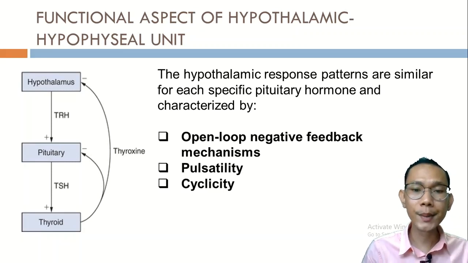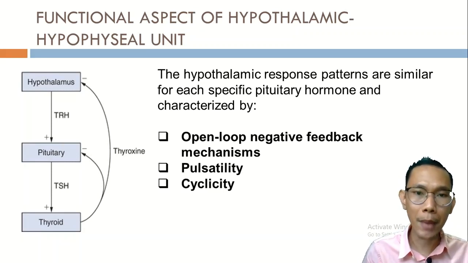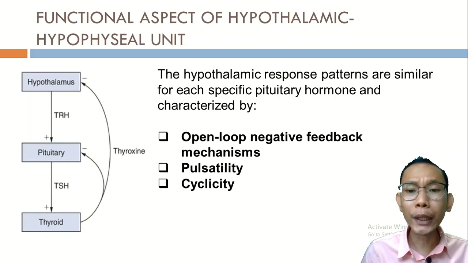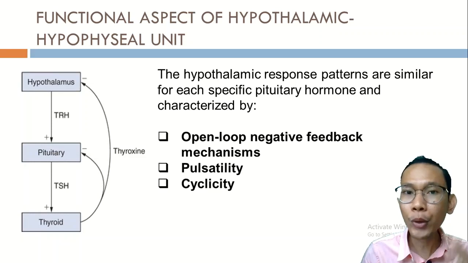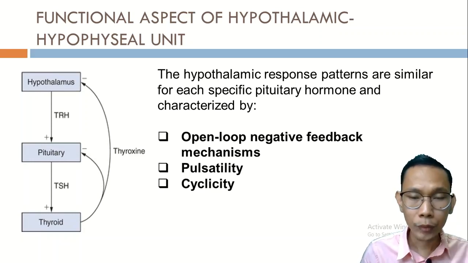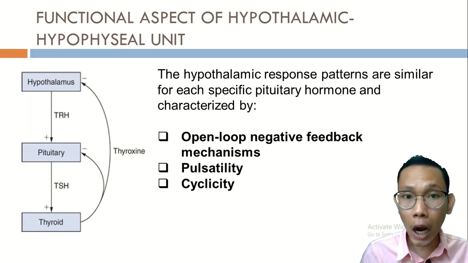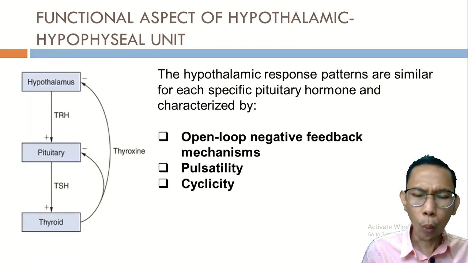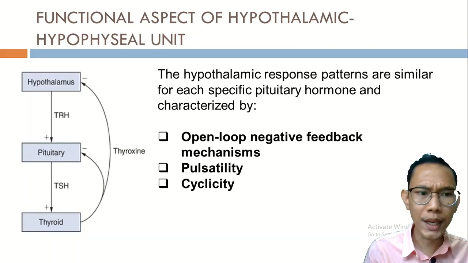First, let's discuss your open loop negative feedback mechanism. When we say open loop negative feedback mechanism, this is the mechanism that maintains the homeostasis or balance in our body. So this is the kind of mechanism that maintains balance in our body. Doc, what do you mean by homeostasis or balance in our body through this negative feedback?